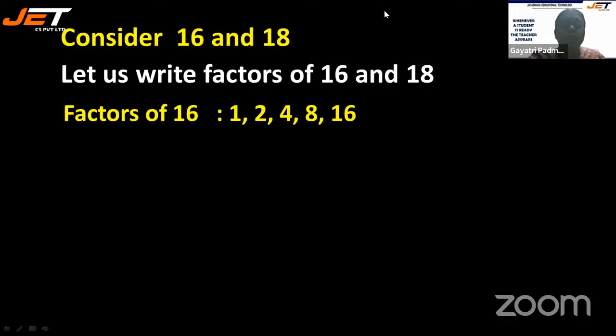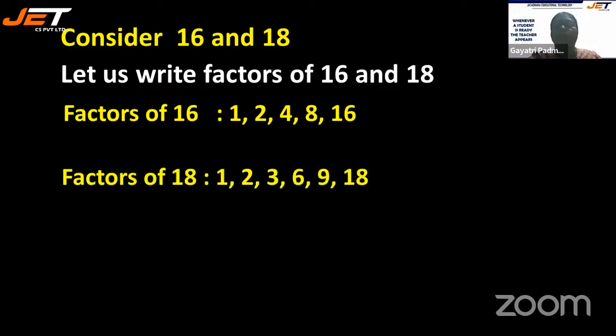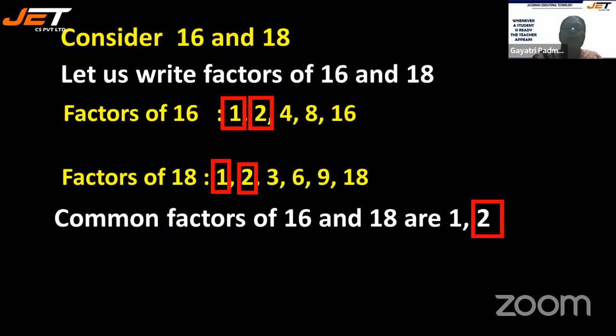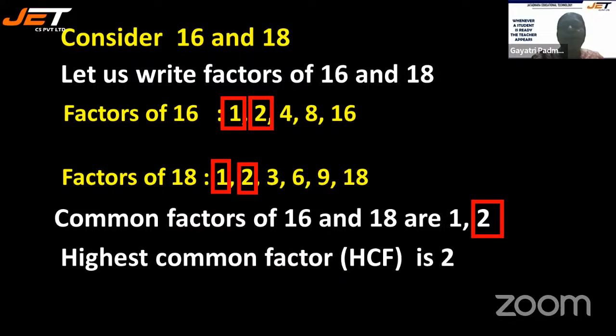All right, so next we are going to consider the factors of 18. So here the factors of 18 we have 1, 2, 3, 6, 9, and 18. Now let us put the common numbers. So 1, 2 are the only common factors of 16 and 18, right? So now in this, the highest factor is 2. Because among 1 and 2, which is the highest? It is 2. All right.